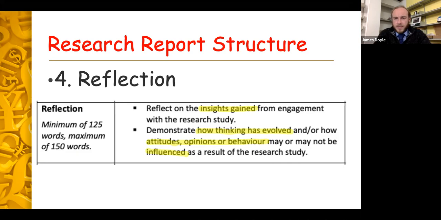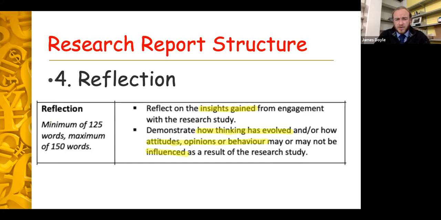That's the kind of angle I'd be expecting from that. So the reflection would be a very personalized approach, whereas everything up until now has been very much data driven and research study driven. The reflection is from a personal point of view. So for example, if they were to do it again, what would they do differently?